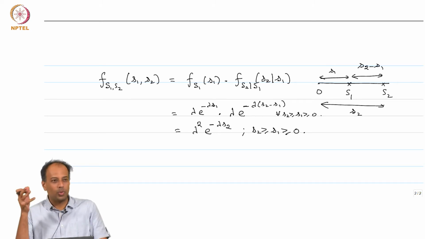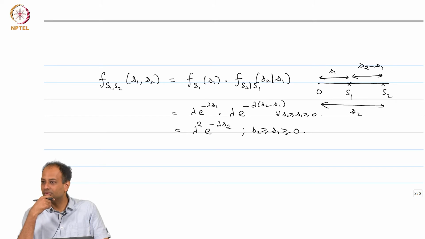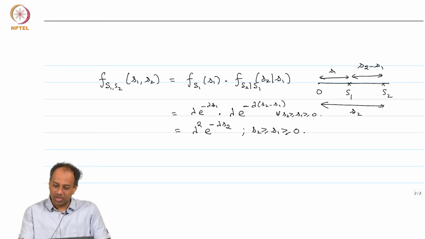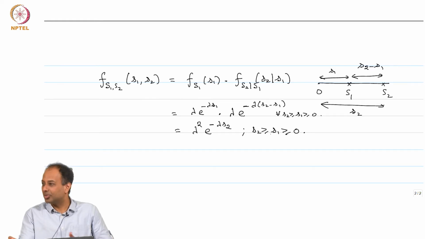Now, where is S1? See, this f of S1 S2 should be a function of S1 and S2, right, but it is only a function of S2, which means it is independent, yeah, it is constant, it is constant in S1, except that S1 shows up in the constraint, correct. So, S1 has to be less than or equal to S2, it clearly has to be, right.